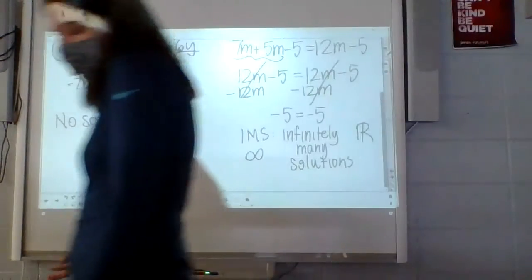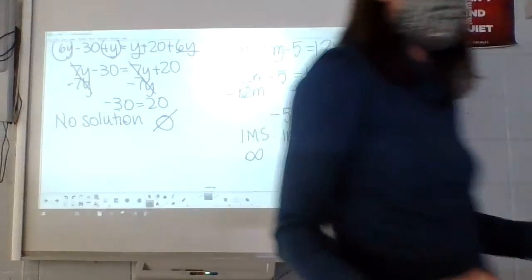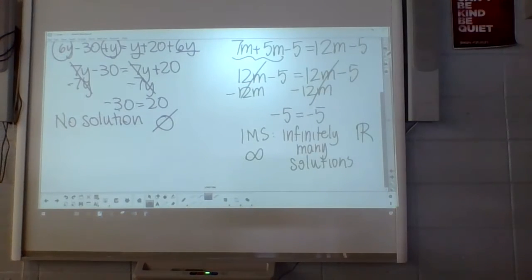So if you try any m value in there, if you pick m as 5, somebody else picked m as 19, someone else picked m as negative 23, they would all work. So kind of a unique situation where all answers are working.